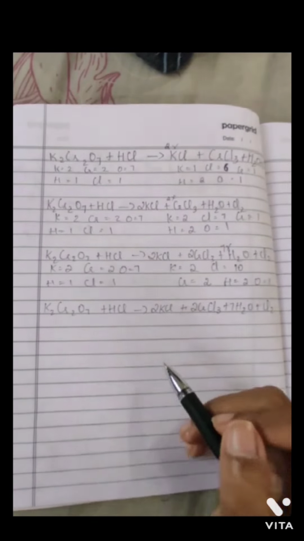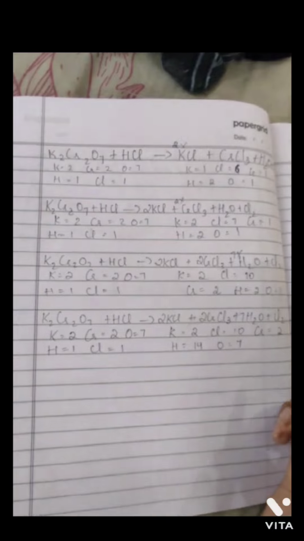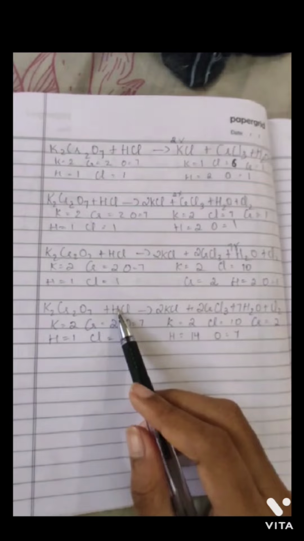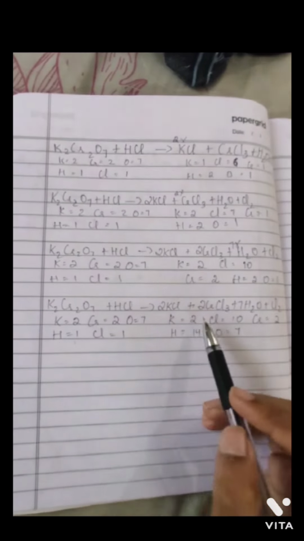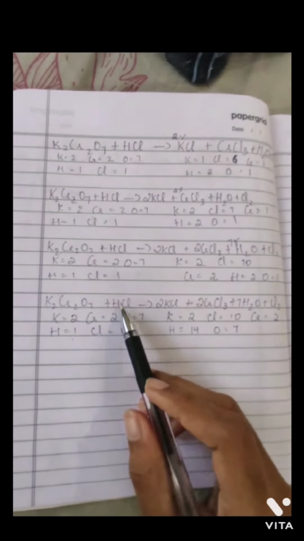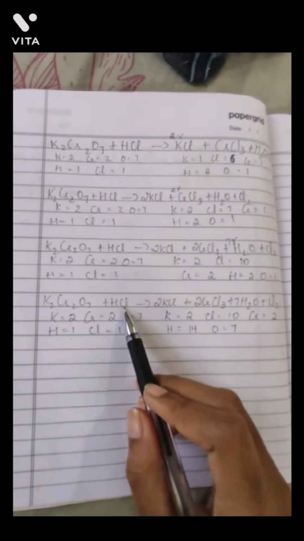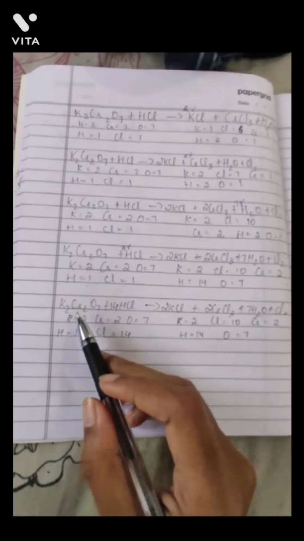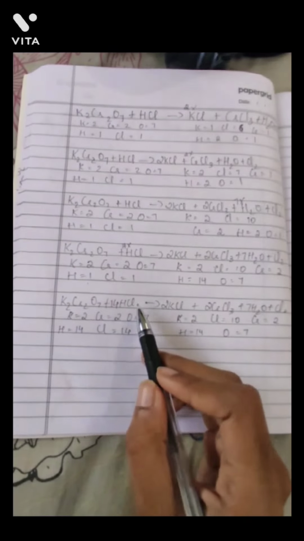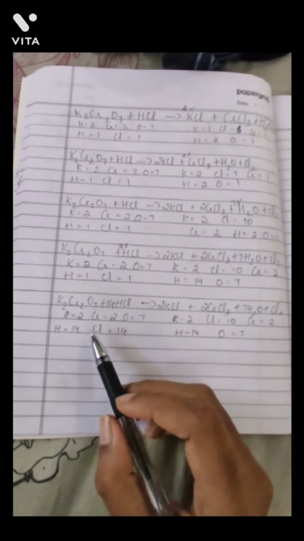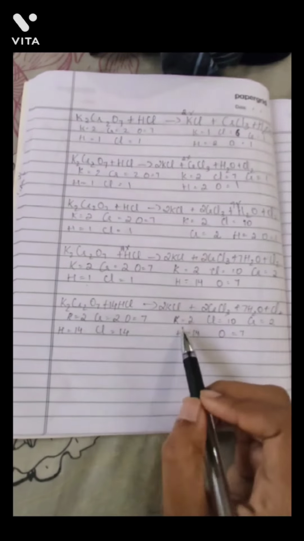I write the number of elements on each side. I have written all the numbers of atoms, and next we go to hydrogen. Here there is only 1 hydrogen atom, but here there are 14. So I am going to multiply the HCl on the reactant side by 14. The equation becomes K2Cr2O7 plus 14 HCl gives 2KCl plus 2CrCl3 plus 7H2O plus Cl2. We have 14 hydrogen here and also 14 hydrogen here.